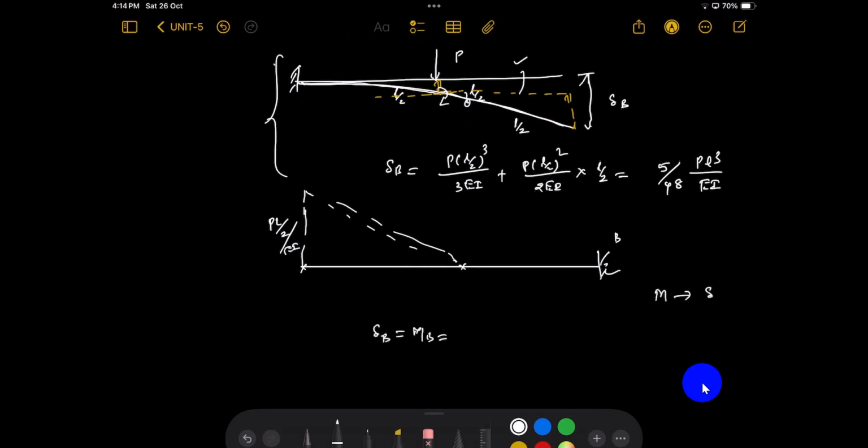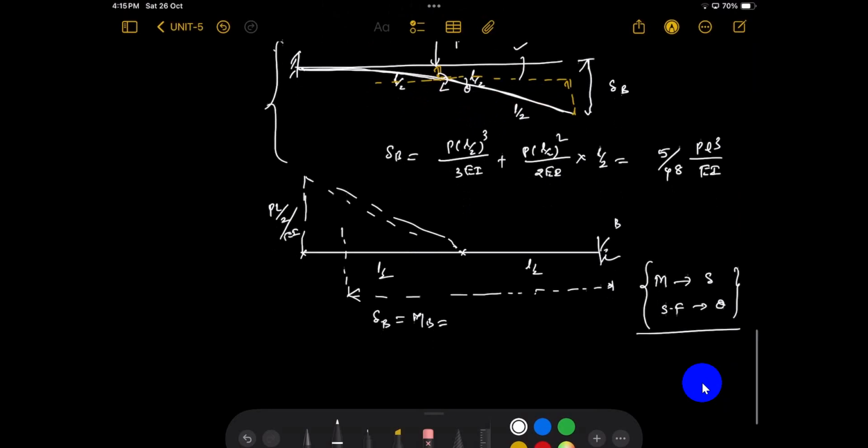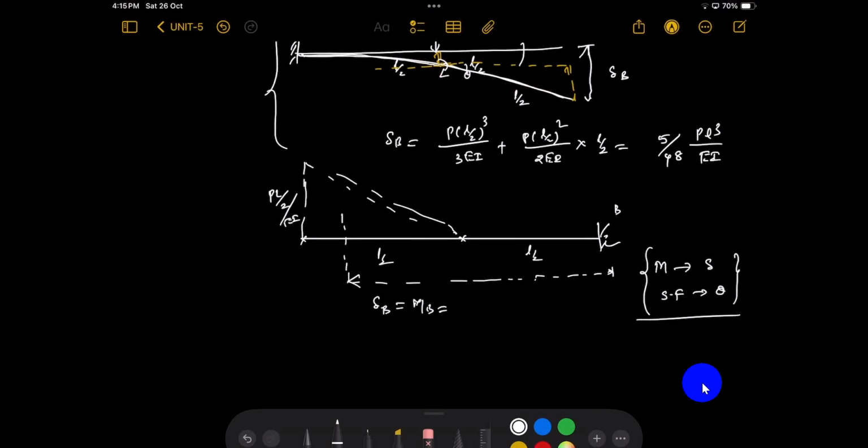You already know it. Okay, so see, this is L by 2 and this is L by 2. The total load acts here. What is that load? PL by 2EI multiplied by L by 2 multiplied by a half. That is the load. The distance is L by 2 plus 2/3 of L by 2. So you will get the same thing: 5 by 48 PL cube by EI.